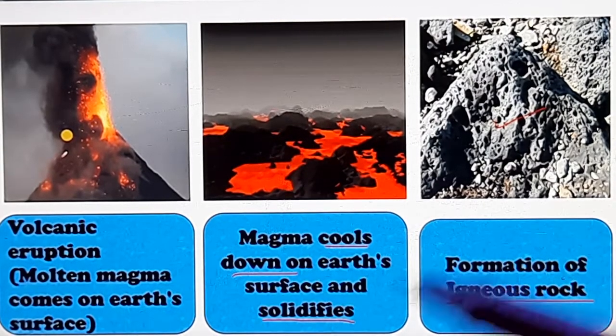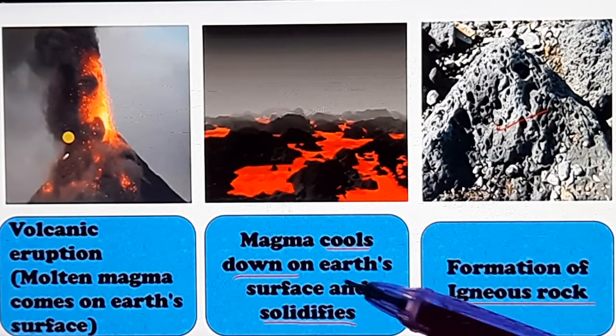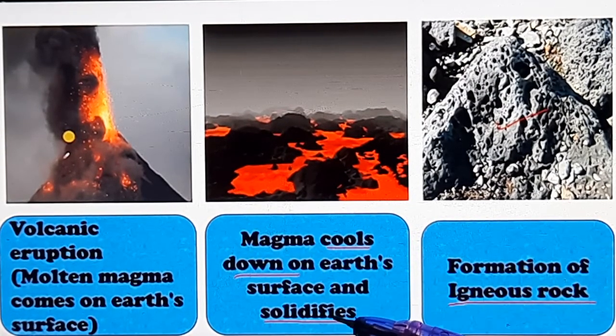Earth's surface. Then look at the second picture. Magma cools down on the earth's surface and solidifies.